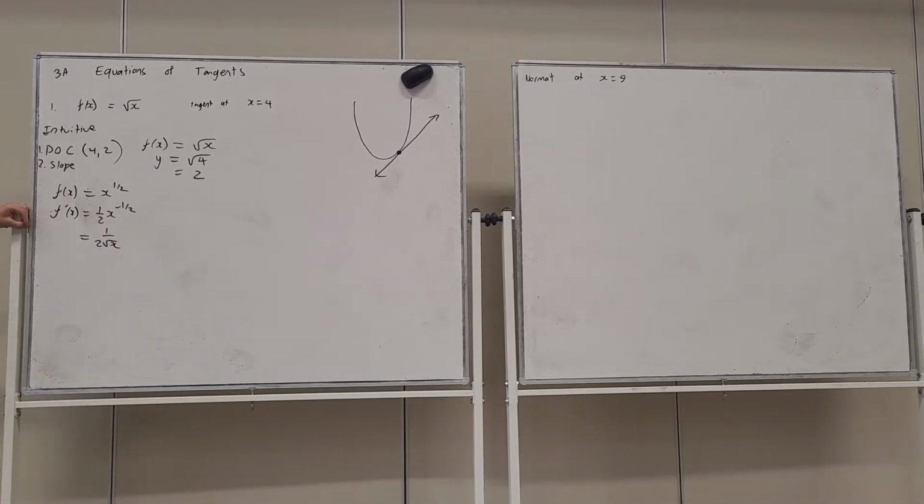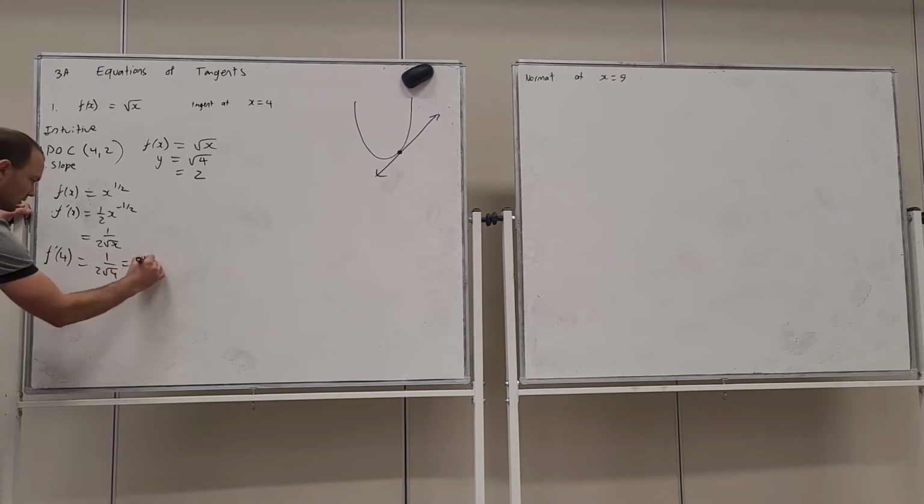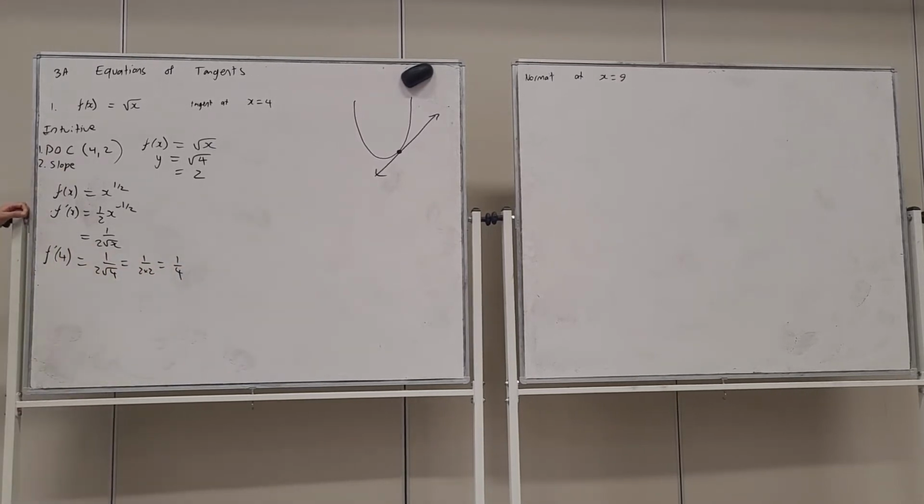Okay, and we want to know, that's the slope function. That'll tell you the slope for any value of x. We want to know what's the slope when x is 4. Alright, so we're finding f dash of 4. It's going to be 1 on 2 root 4. That's 1 on 2 times 2, which is 1 on 4. Okay, our slope is 1 on 4.